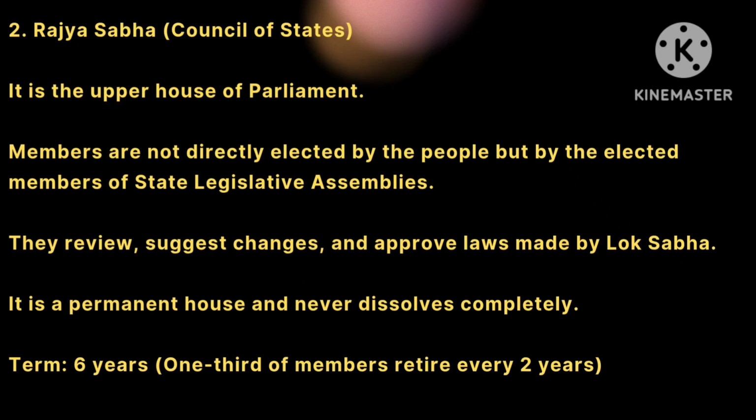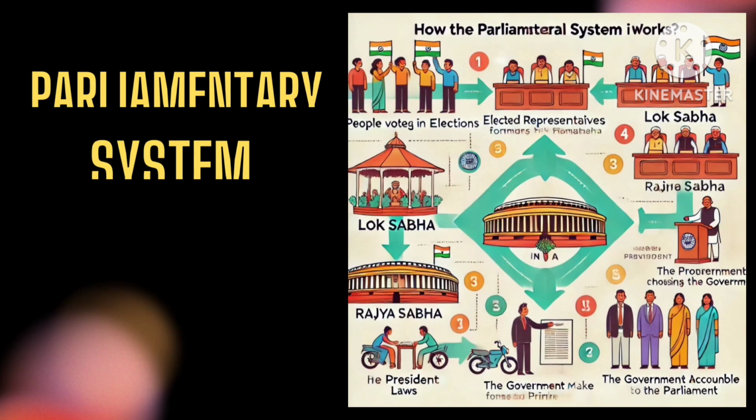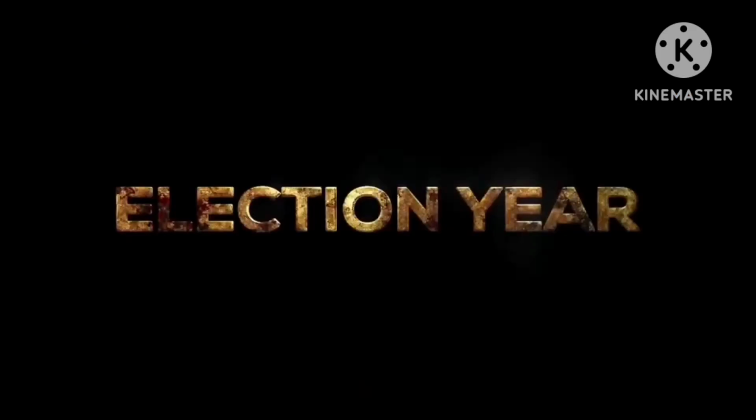It is the upper house of Parliament. Members are not directly elected by the people, but by the elected members of the state legislative assemblies. They review, suggest changes, and approve laws made by the Lok Sabha. It is a permanent house and never dissolves completely. It has 6-year terms. As you can see in this picture, this is how the parliamentary system works.